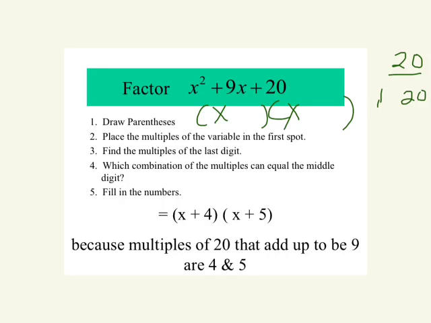1 and 20, 2 and 10, 4 and 5. Those are all the multiples of 20. So what multiplies to be 20 and adds to 9? As you can see, 4 and 5 are the combination. So it's going to be x plus 4 and x plus 5, because multiples of 20 that add up to be 9 are 4 and 5.